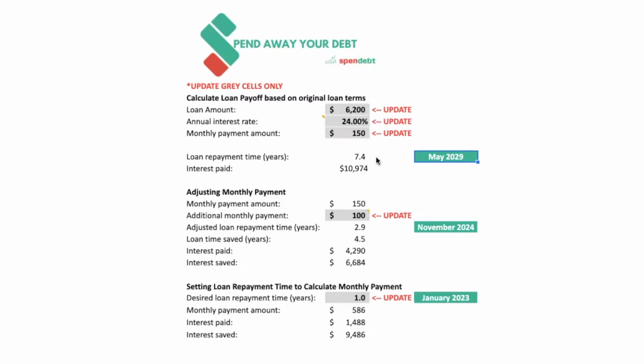So it will take you almost 7.5 years to pay back this loan. And in addition to that, you're going to pay almost $11,000 in interest alone. So that means that in addition to the $6,200, you're going to give the creditor an additional almost $11,000 to pay back this loan if it takes you this long to pay it back. So the original loan was $6,200, but you're going to pay back close to $17,000 for this loan.